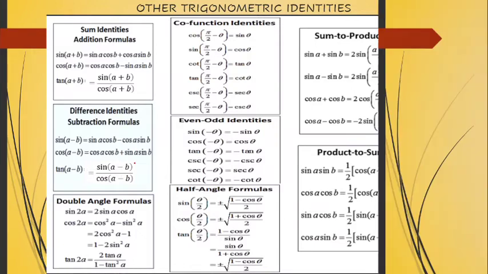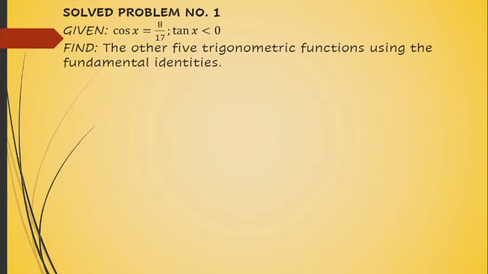Okay? Now, let us proceed to solve problem number 1. So, what is our given? That cosine x is equal to 8 over 17 where tangent is less than 0, and that means the value of tangent is negative. So, find the other 5 trigonometric functions using the fundamental identities.